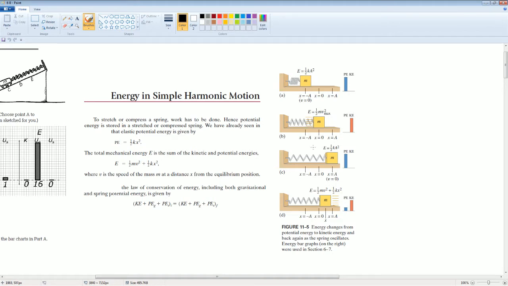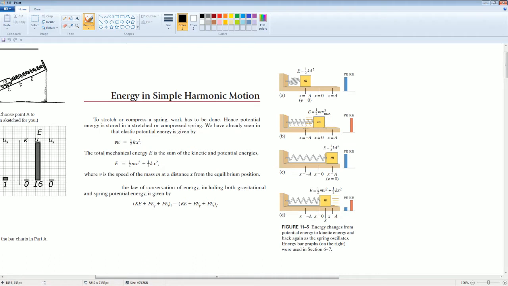The energy changes from potential energy to kinetic energy and back again as the spring oscillates. Here we notice at x equals 0, it's at equilibrium. When it's compressed at x equals negative A, at this point it's fully compressed at its amplitude. Here the velocity is 0. There's no kinetic energy. It's all potential. It's all 1/2 kA squared. A is just referred to as the amplitude. You could also consider that x if you like. Do you notice in the energy chart, it's all potential.